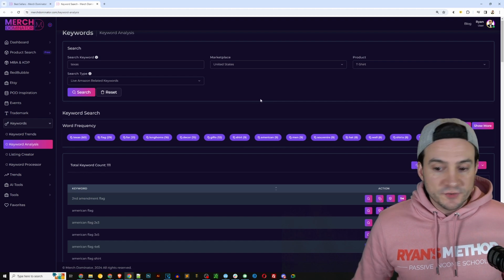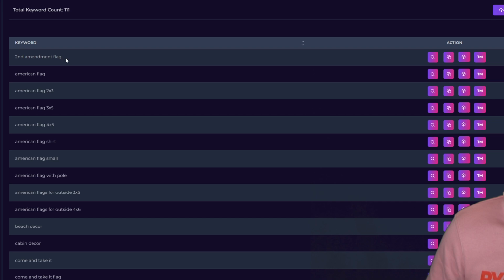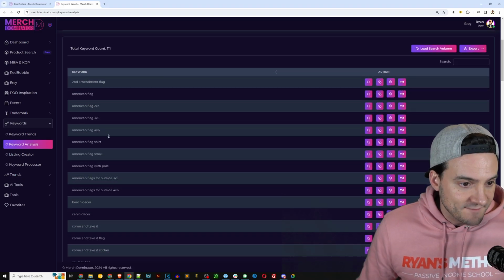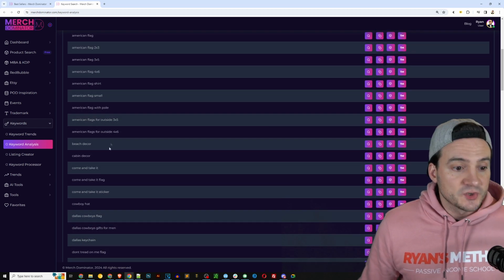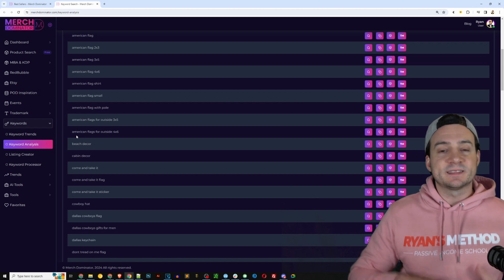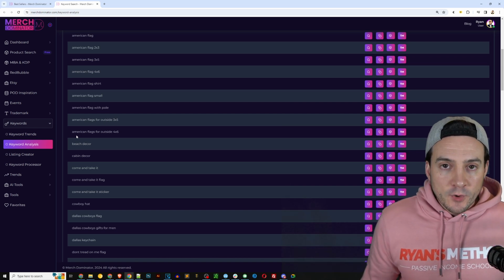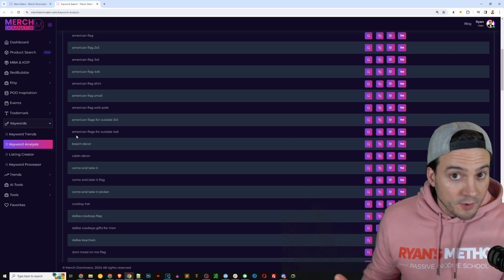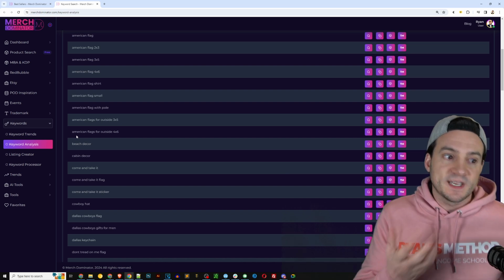So I went ahead and searched for Texas. Check this out, guys. Keyword, Second Amendment flag is trending. American flag is trending. American flag 2x3, 3x5, 4x6, American flag shirt, American flag with pole. So down here, it's not all going to translate directly into actionable insights for Amazon merch. Sometimes it will though, right? Like the flag stuff, by the way, you can sell print on demand flags outside of Amazon merch.